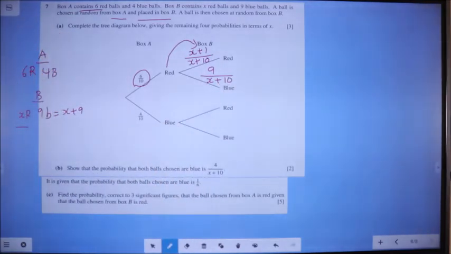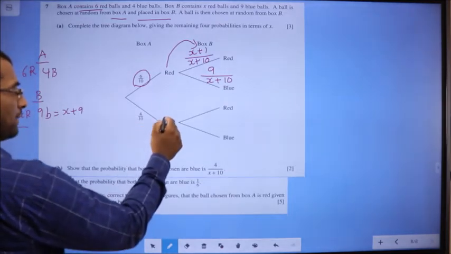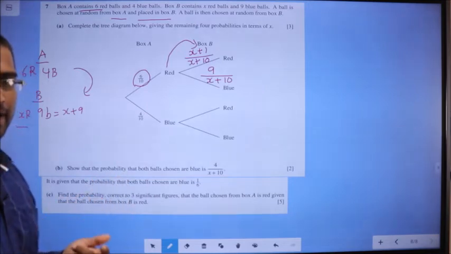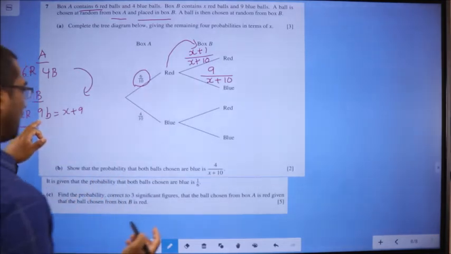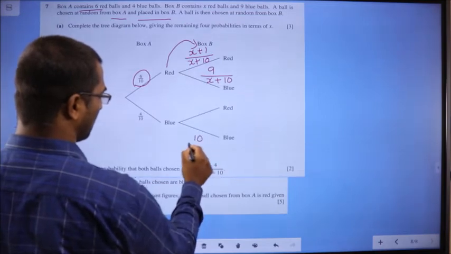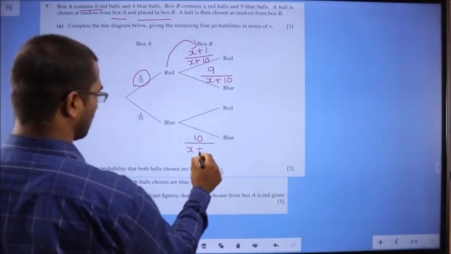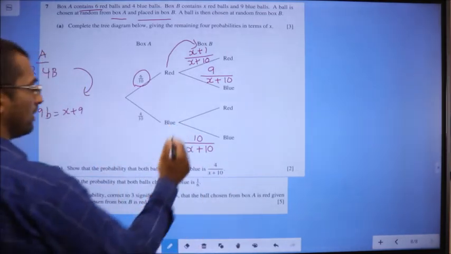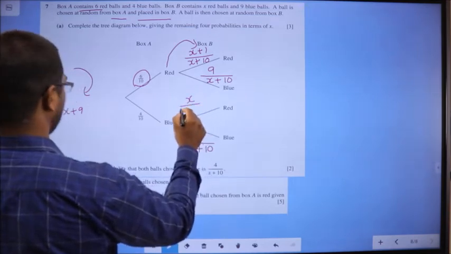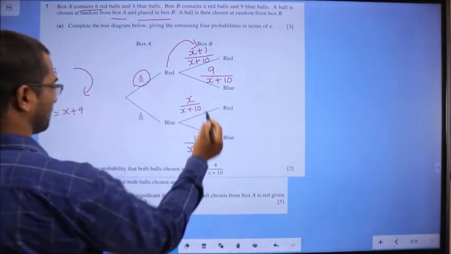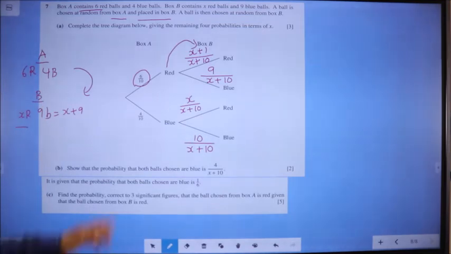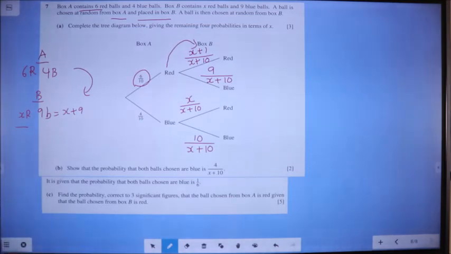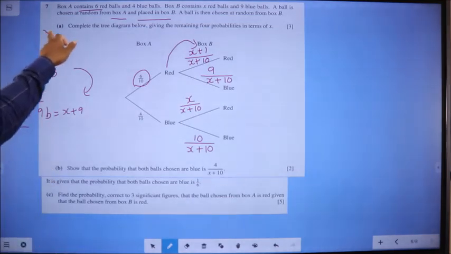Next, now the blue one has been kept in box B. That means this time the blue count will increase. Earlier how many blue were there? 9. So now the blue count will increase to 10, and the total will also increase to X plus 9 plus 1, that is X plus 10. Now red. The red count remains the same, X by X plus 10. Okay, we have completed the tree diagram by writing the probabilities. That completes our part A.